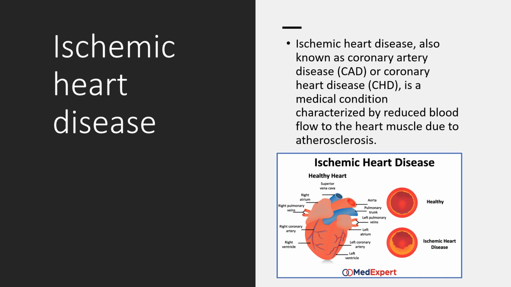Now, let me tell you what atherosclerosis is. Atherosclerosis is a condition in which there is a buildup of plaque in our blood vessels. As you can see in this diagram, this is the normal heart, a healthy blood vessel, and you can see the buildup of plaque in this vessel. So you can infer that the blood flow to the heart is going to be less. That's why the heart will undergo ischemia.